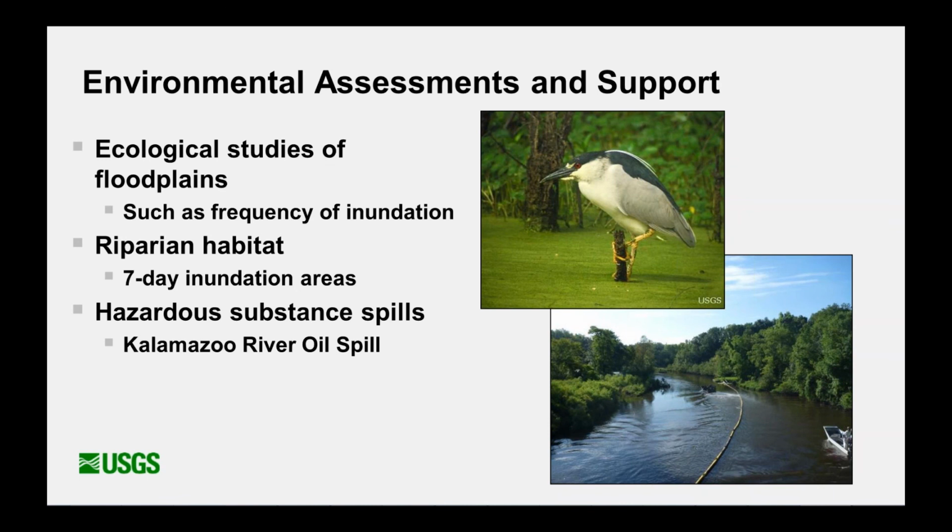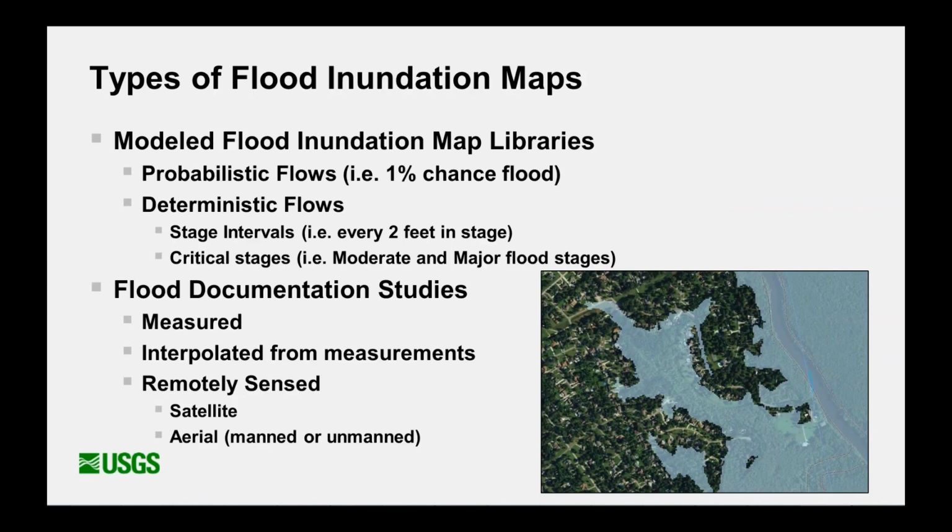So there are a lot of different uses for flood inundation maps and a lot of different reasons that we create them. You can divide them up into two groups: modeled flood inundation map libraries and flood documentation studies. Looking at the map shown here, you're not entirely sure which one you're seeing. All you know is that there's an area that we are showing as having water in it and an area that we're not. I'm going to go through each of these in turn: the two pieces of modeled flood inundation map libraries, probabilistic and deterministic flows, and the difference between the two. And then we'll briefly go through flood documentation studies.